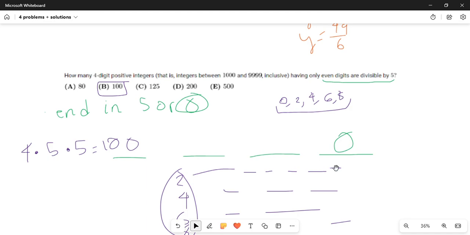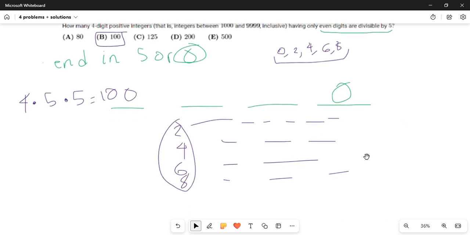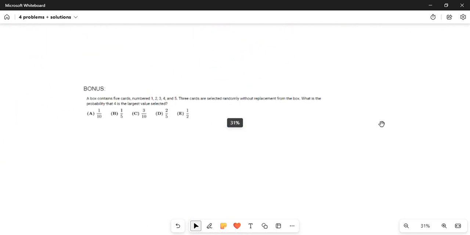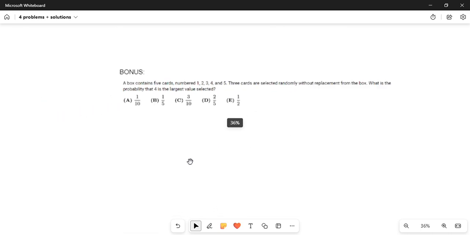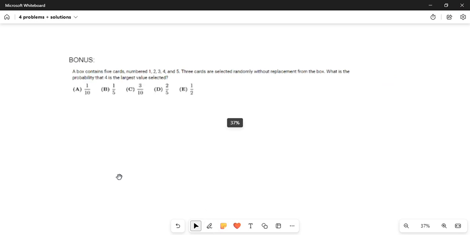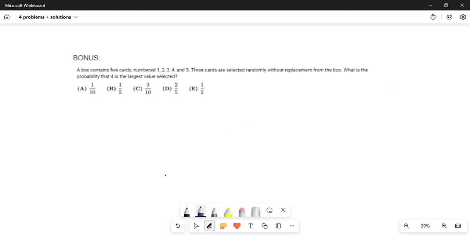Okay, that's going to be the end for this video almost, but we have an extra bonus question, and you can stick along if you want to do it. This has to do with counting and probability. A box has 5 cards: 1, 2, 3, 4, 5. Three cards are selected randomly. What is the probability that 4 is the largest value selected?